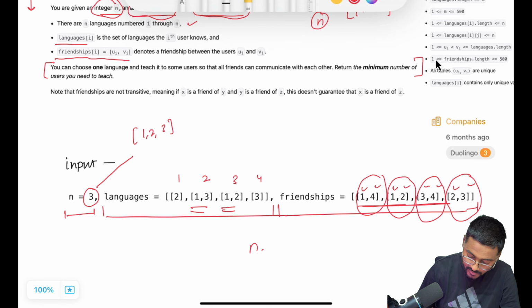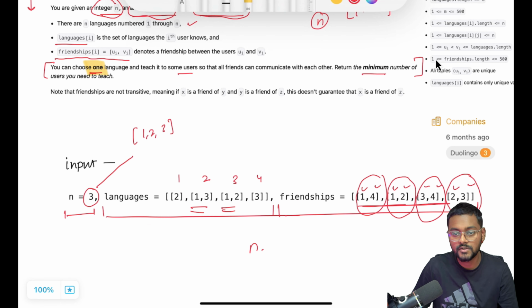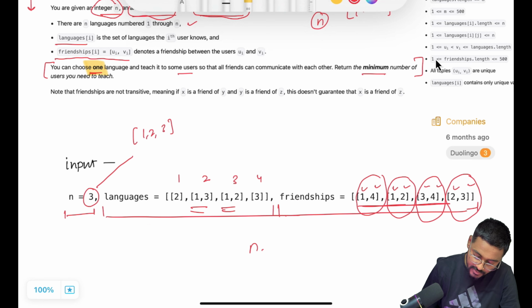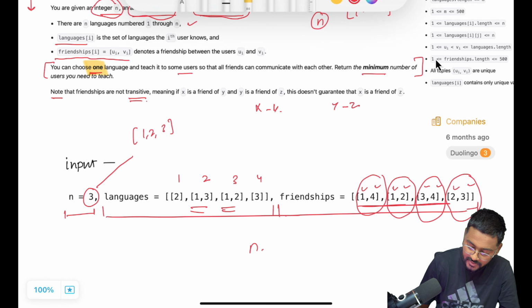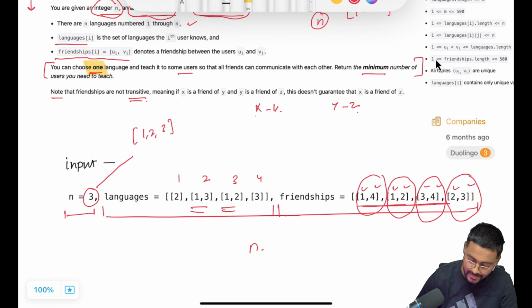Let's complete the problem statement now. You can choose one language, this one is highlighted here, and teach it to some users so that all friends can communicate with each other, and return the minimum number of users you need to teach. There is a note as well that the friendships are not transitive. It means that if X is a friend with Y and Y is a friend with Z, then X and Z need not be friends with each other. So it is not transitive.